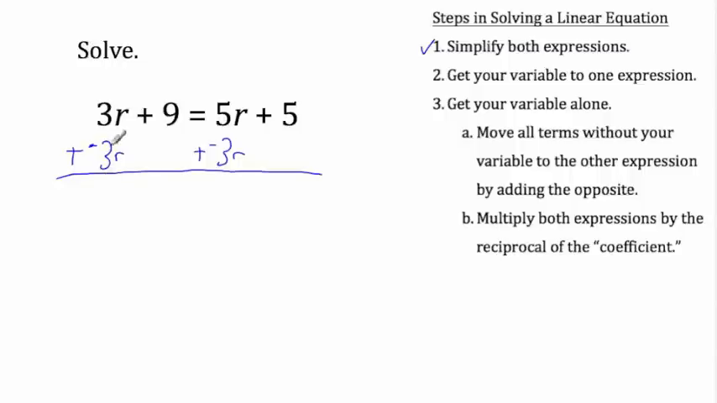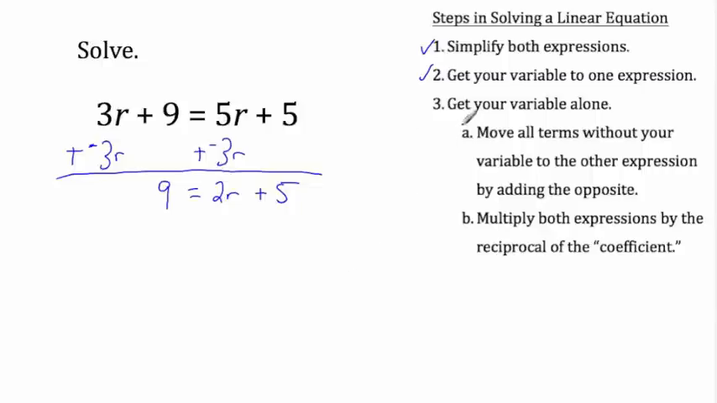In the left-hand expression, 3r plus negative 3r is 0. All that we have left in the left-hand expression is 9. This is how step 2 is accomplished. When you add the opposite of one of the terms with your variable, the term with the variable ends up going to 0. It becomes eliminated. So now we can move on to the right-hand expression, and 5r plus negative 3r is 2r, and we still have a plus 5. So now we notice that our variable is in just one expression.